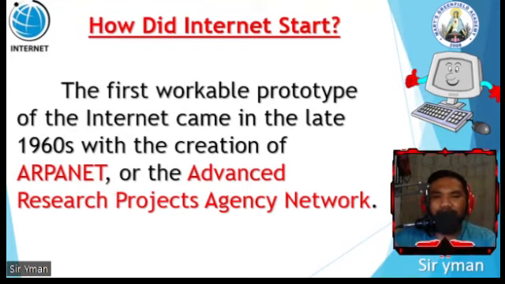The first one is the creation of ARPANET. ARPANET means Advanced Research Projects Agency Network. Originally, ARPANET was funded by the US Department of Defense. ARPANET used packet switching to allow multiple computers to communicate on a single network. Okay? So again, it started in the early 1960s with the creation of ARPANET. ARPANET means, please read, Miel.